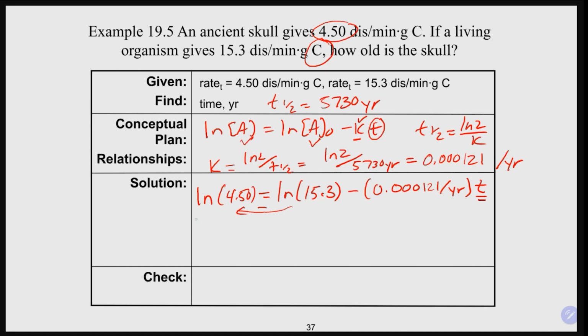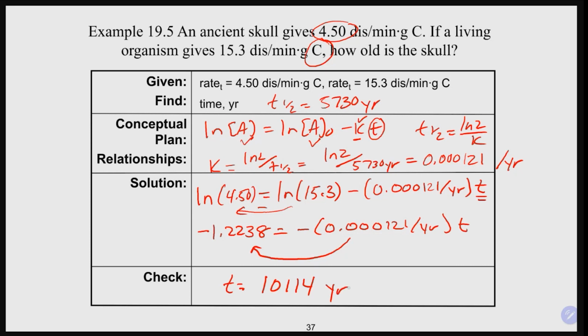When I do all that, I end up with negative 1.2238 equals minus 0.000121 reciprocal years times my time. At this point, all I have to do is divide everything over here, including the negative sign. So we're going to divide by 0.000121, which gives us a time of 10114 years old. That's pretty old. That's about 10,000 years old. So I would say that qualifies as being ancient.